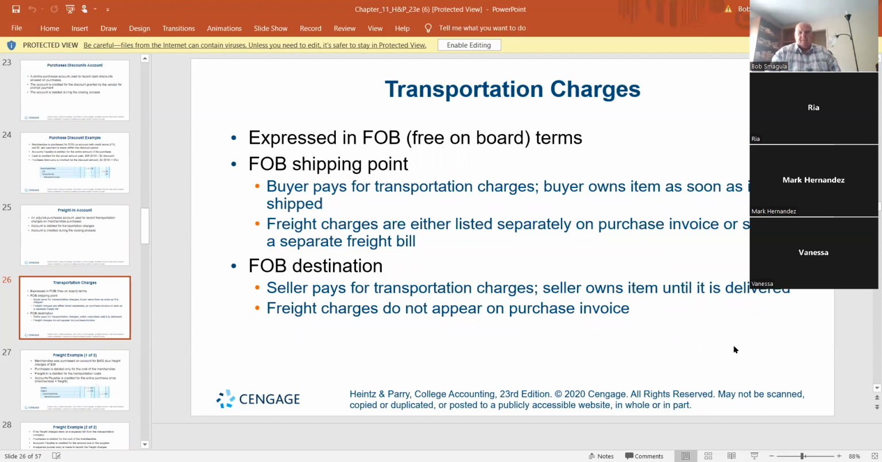FOB shipping point, free on board. Buyer pays for the transportation charges because the buyer owns the item as soon as it's shipped. We understand that? FOB shipping point, title changed hands as soon as the item went on its way. Freight charges are listed separately, or they could be on the purchase invoice. We don't care.